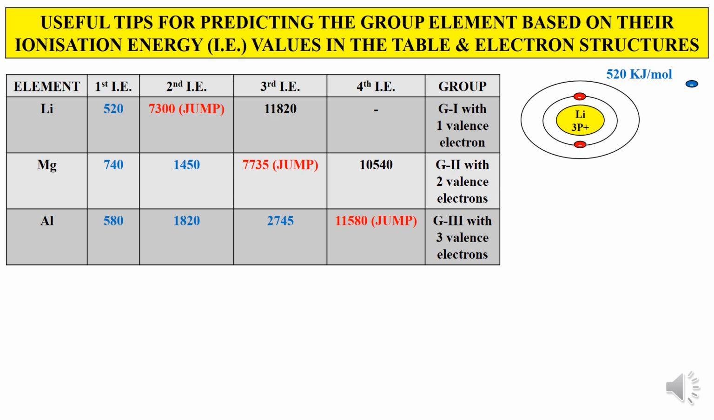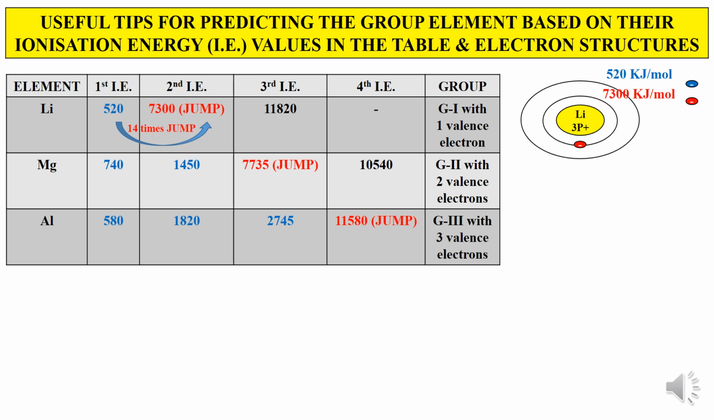Now let us try to remove the core electron. Now the lithium ion undergoes second ionization, losing its core electron in the first shell of the lithium atom, and you can see that an enormous amount of energy is required to remove the core electron. Around 7,300 kilojoules per mole of energy is required. So you can see a 14 times jump in the ionization energy value.